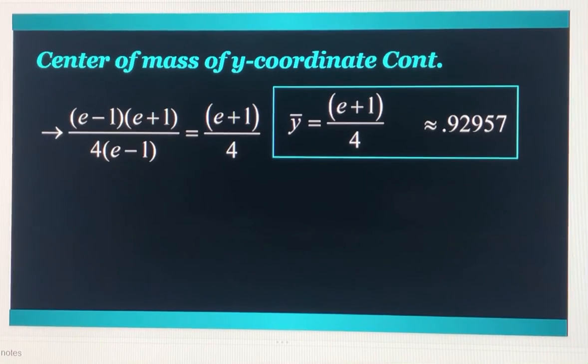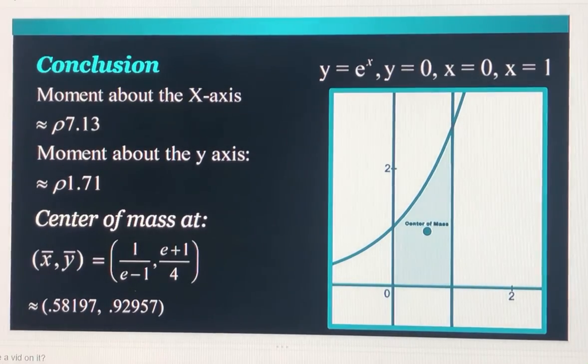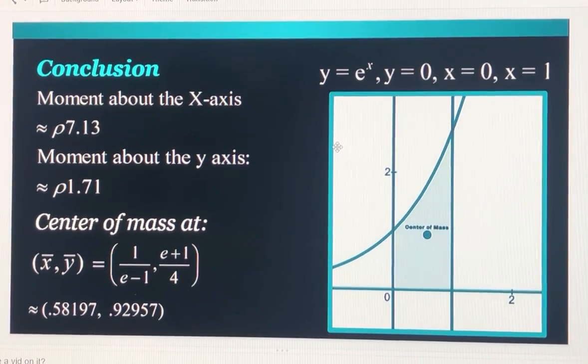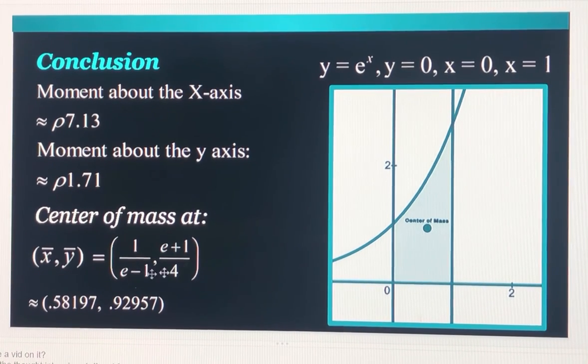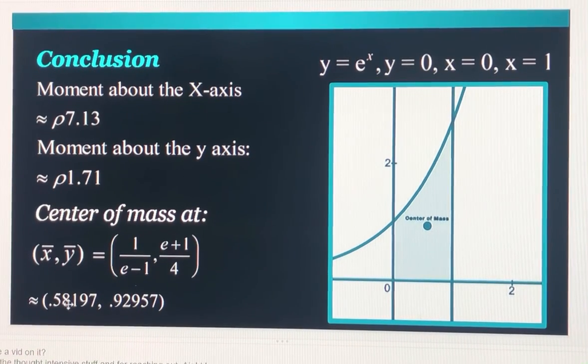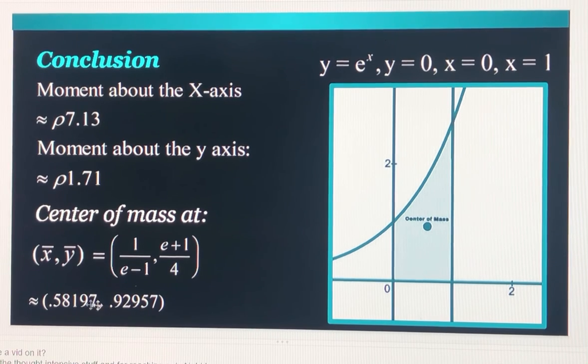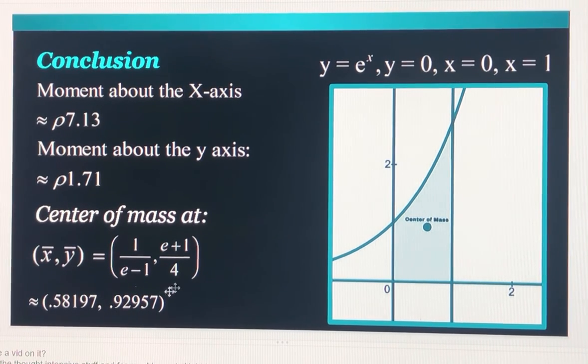So now that we got our x bar and our y bar, we can plot both of these. Here, this is like a more cleaned up version, but this is like the actual numbers. So the center of mass is right here, and we got the moment of the x-axis and the moment of the y-axis. And that's it. Thank you for watching.